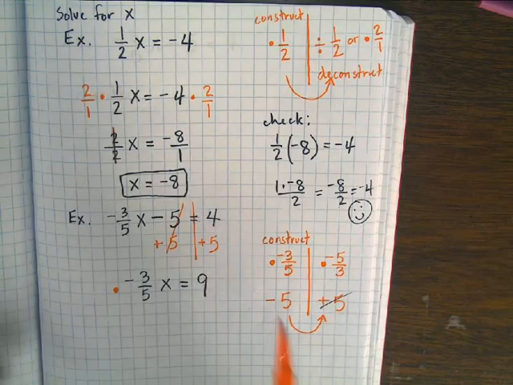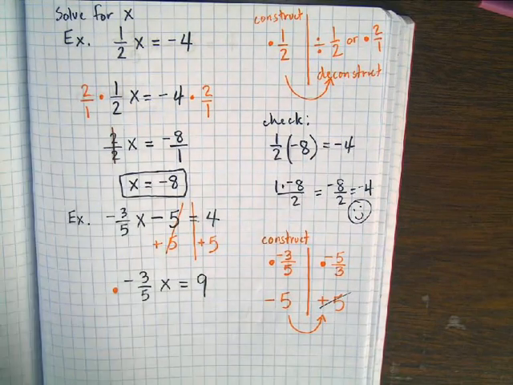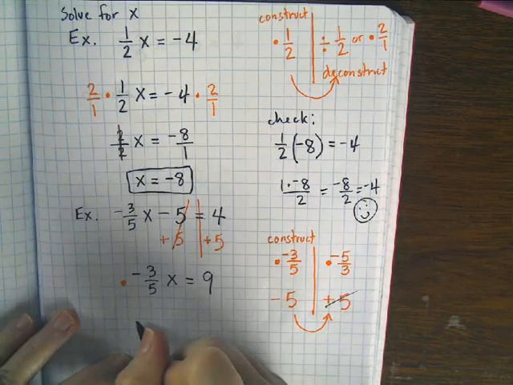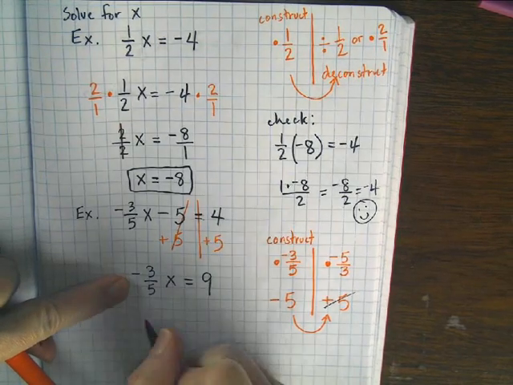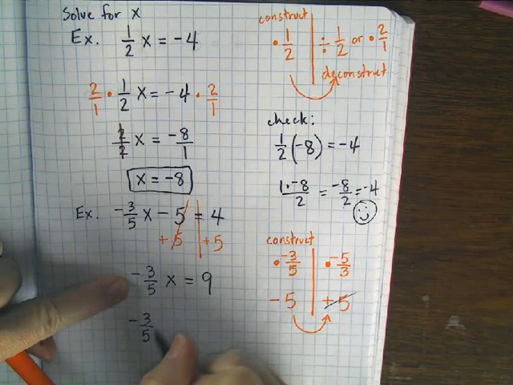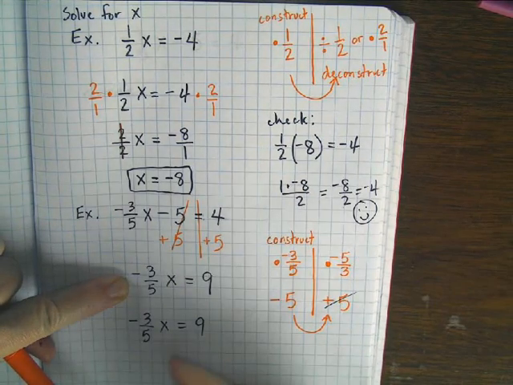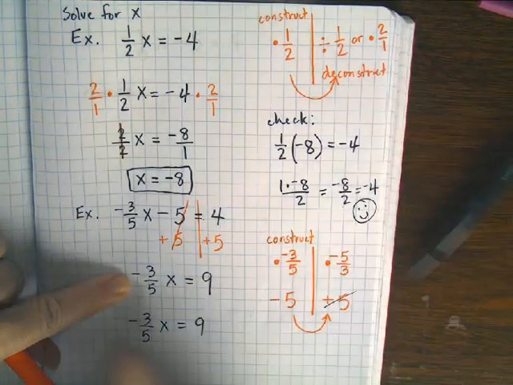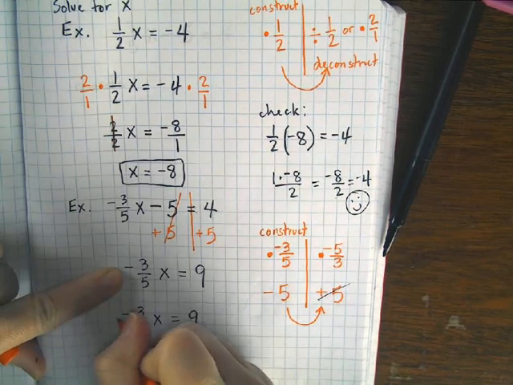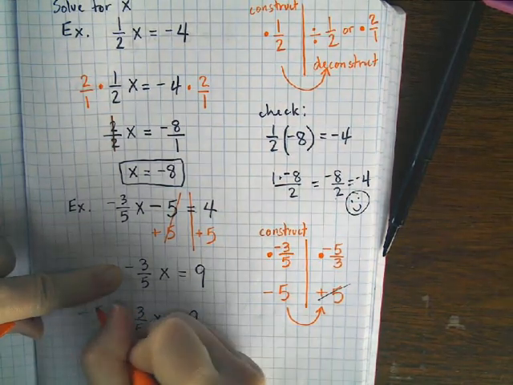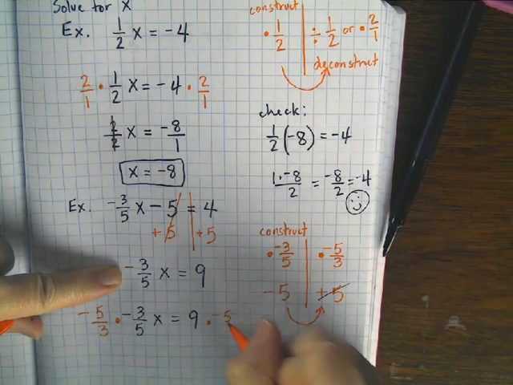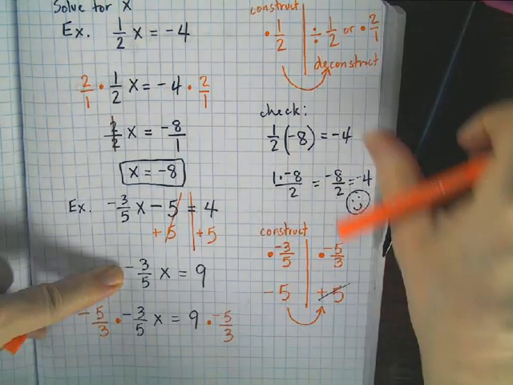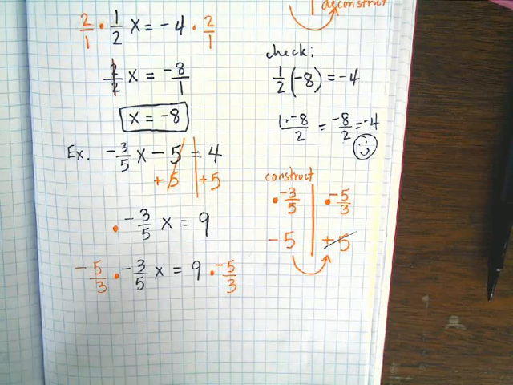So I'm going to multiply both sides of my equation here. Actually, you know what? I'm going to write the equation again before I do that so you can see each step individually. So let's pretend I didn't do that. Negative 3/5 x equals 9. Now I'll do it on here. Times both sides of the equation by negative 5/3. Okay, so let's see what happens here.